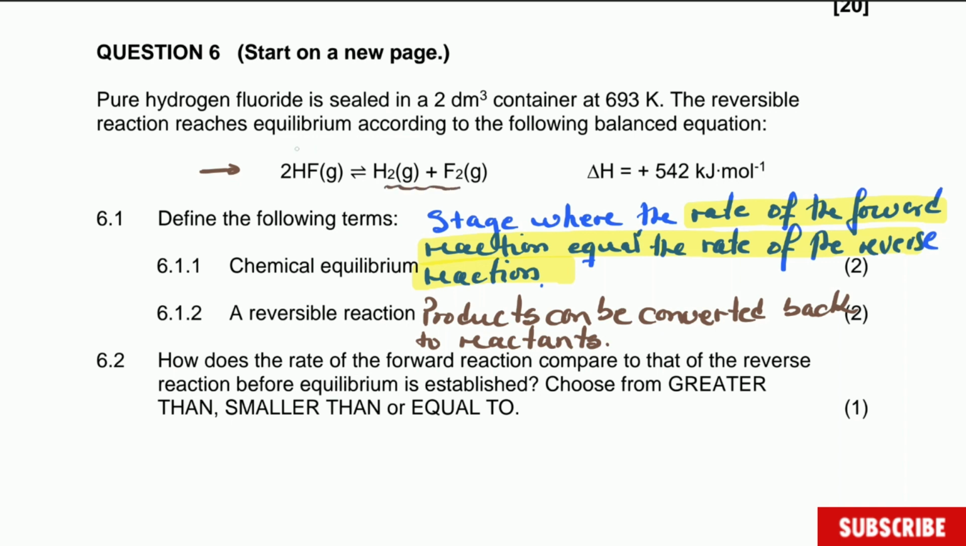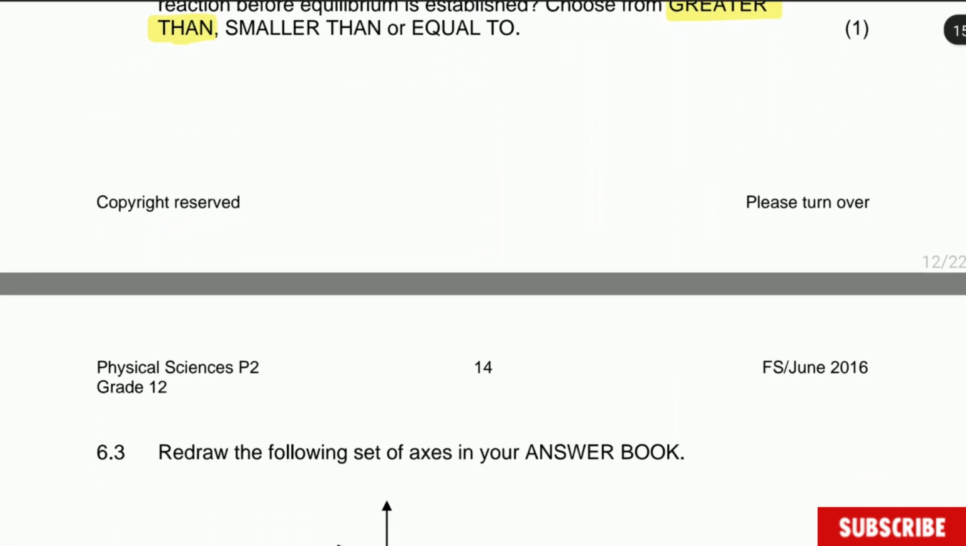So the forward reaction rate is very high. In this case, it's going to be greater at the beginning, because it's at a very high stage. There is no product at the beginning, so everything is going to be forming product. That is what is going to happen at the beginning, right? So the rate of the forward reaction is greater than the rate of the reverse reaction. Let's continue. So far so good.